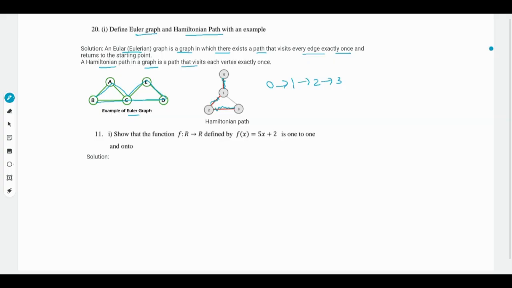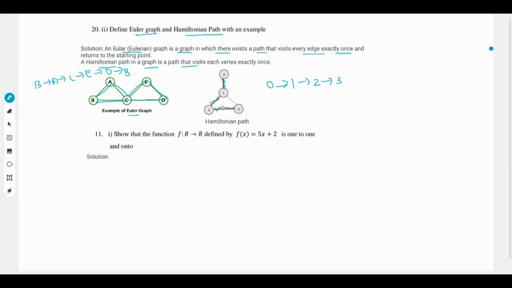For the Euler path it is B to A, from A to C, then C to E, then E to D, and D to B. We are moving along the edges exactly one time.